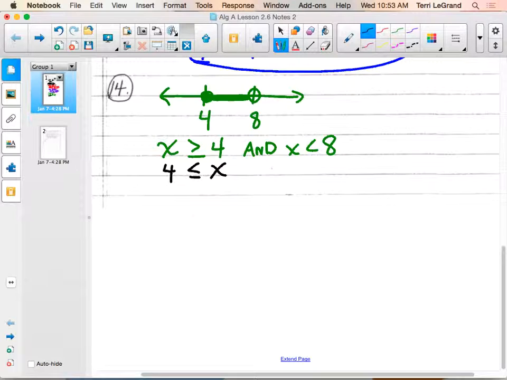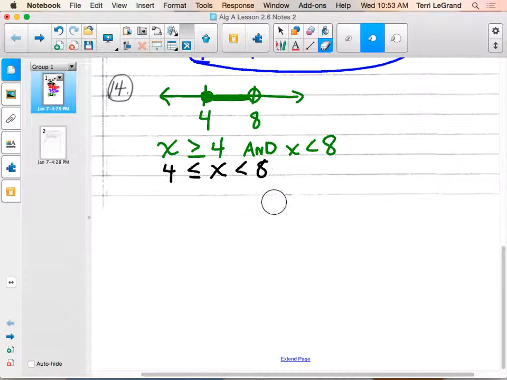4 is less than or equal to X? Yes. Is that the same as X is greater than or equal to 4? Yes. Okay. So notice now what happens. 4 is less than or equal to X, and then instead of using the word and, we don't write the X again, we just bring down the other simple inequality, is less than 8, and there would be our compound inequality. Is that what you have? 4 is less than or equal to X is less than 8.